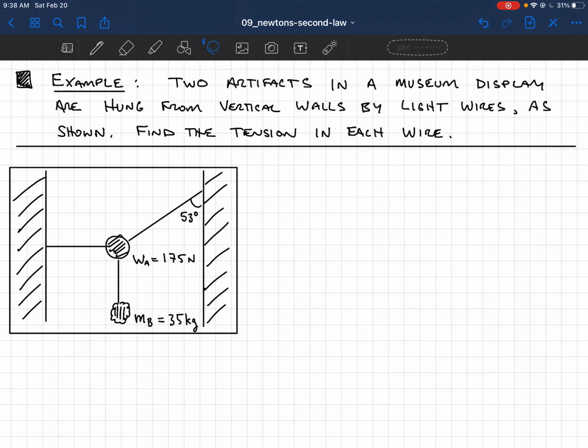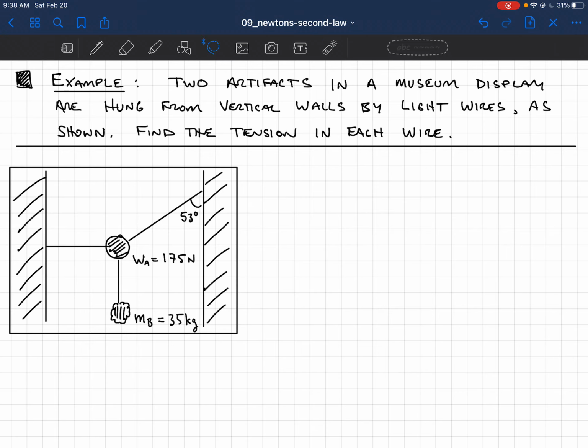So we have object A, which I'll call mass A. We were given the weight of it, and so we know that weight is equal to mg, so that means that mass A is equal to the weight over g, if we ever need to know that. So this is going to be the weight divided by g.